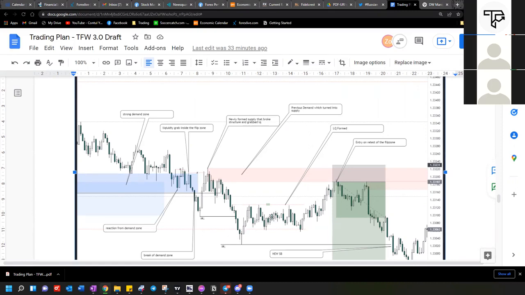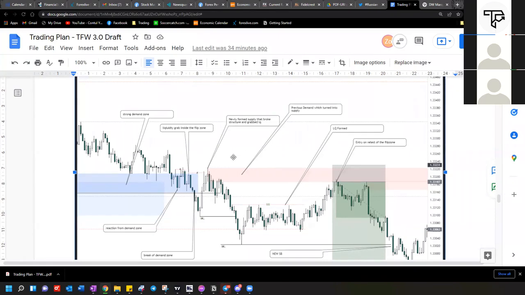Then price consolidated here, made some liquidity above, which liquidated, came back into the newly formed supply area. And we took our first entry from this newly formed supply area after the flip zone. We had a new structure break, and personally, I took another second entry there.